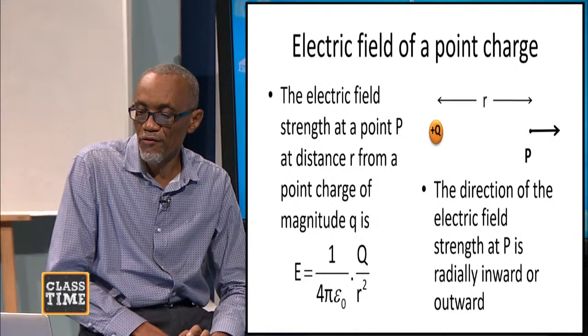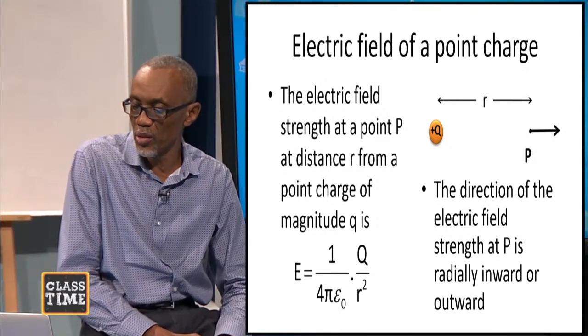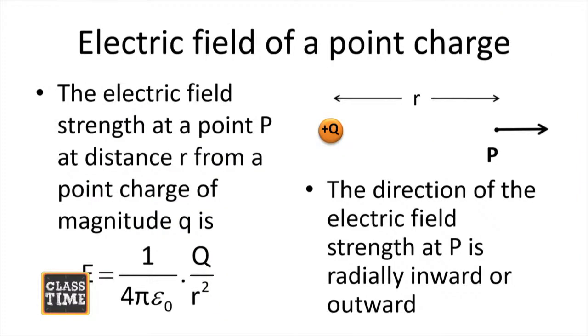All right, so the direction of the electric field strength at P is radially inward or outward. So if this were a negative charge, it would be radially inward. Since this is a positive charge, it's radially outward. Okay.